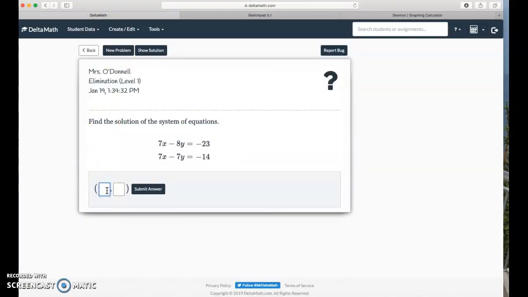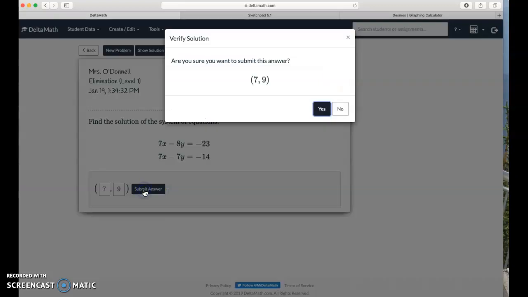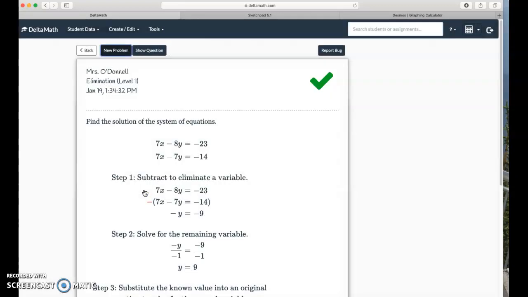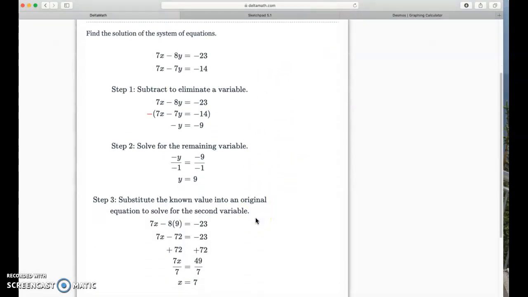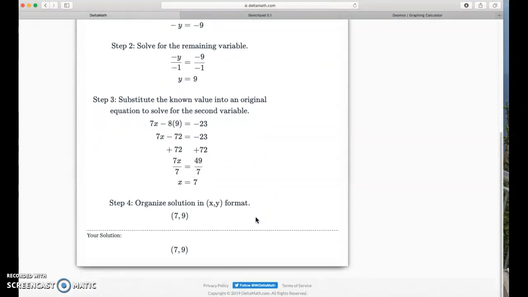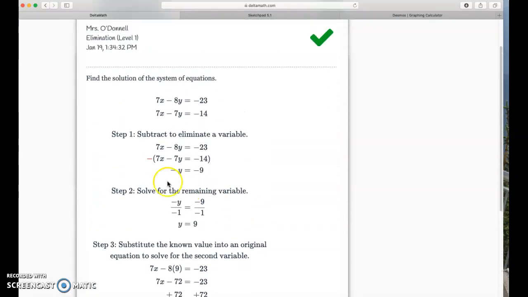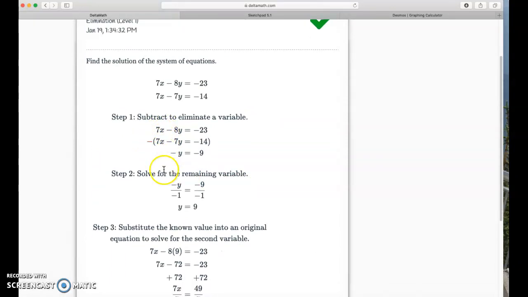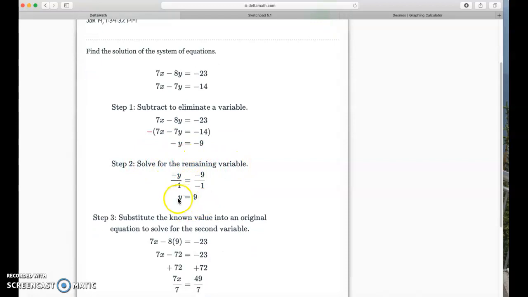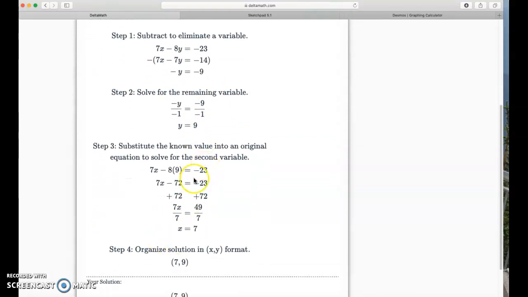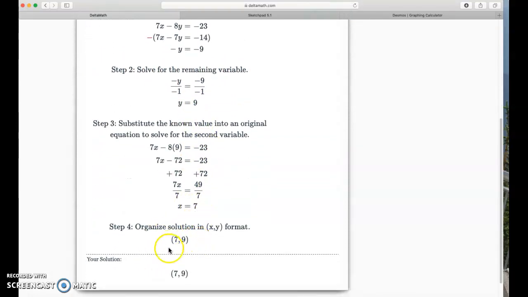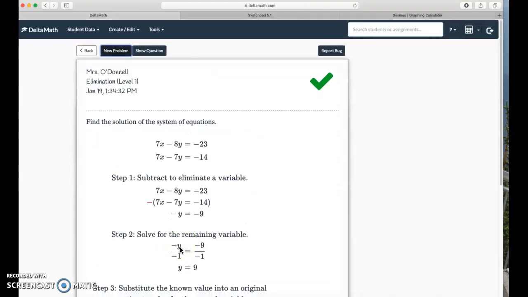Come back over here to Delta Math, type in my 7, type in my 9, and click Submit. Yes. And Delta Math likes it, and they walk us through each of the steps to be able to solve. Okay, first they show you what operation you're doing to eliminate your x, then they show you how you're solving for your y, then you're plugging back in to solve for your x, and writing your final answer. Okay, and that's elimination level 1.